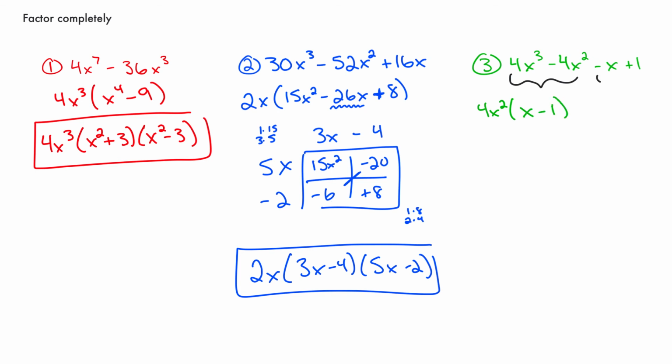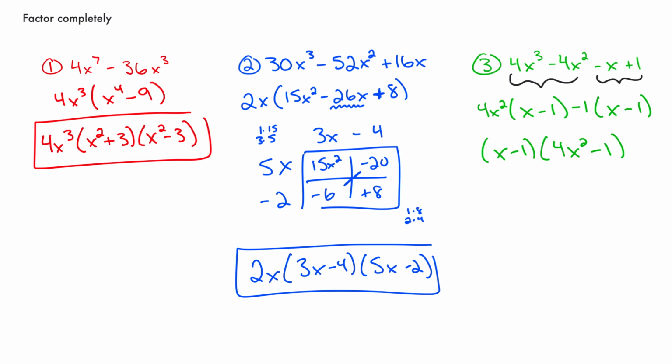And then the last 2 terms, now you might look at that and go like, there's nothing that they have in common. However, I know I need an x minus 1 to show up. Right now I have a negative x plus 1. So what I'm going to do is I'm going to take out a negative 1. And that'll give me x minus 1. And now I can get x minus 1 times 4x squared minus 1.